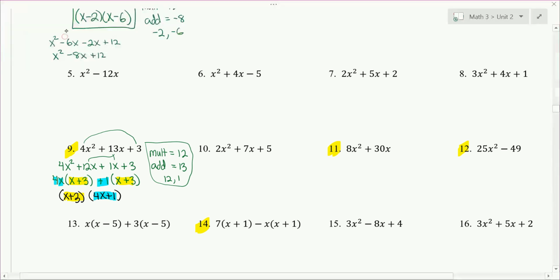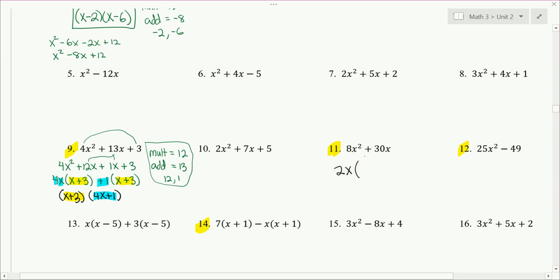Number 11, 8x squared plus 30x. We have two terms here. One thing that's always good, no matter what factoring problem you're looking at, is to see, well, is there a greatest common factor we can divide out of all of it? In this case, 8 and 30 are both divisible by 2, and x squared and x are divisible by x.